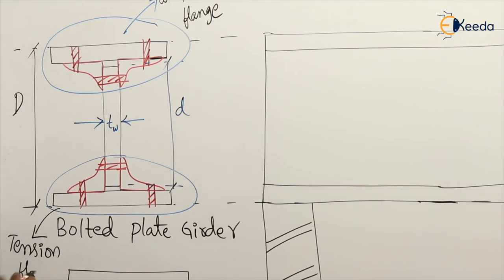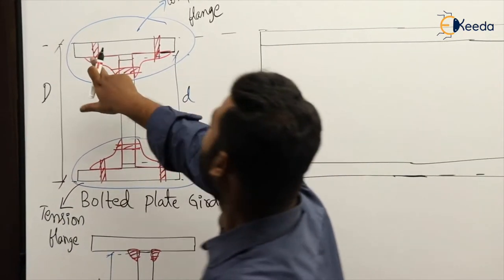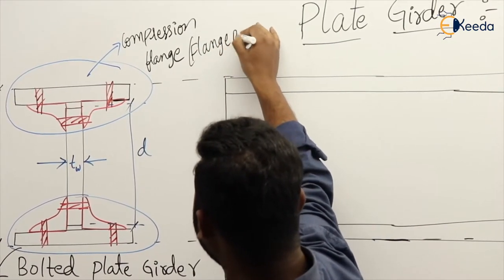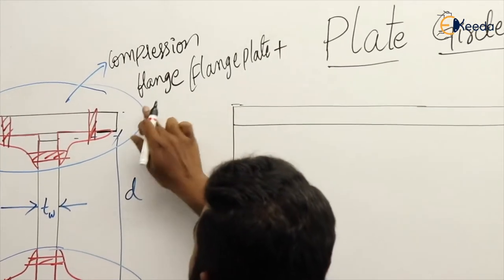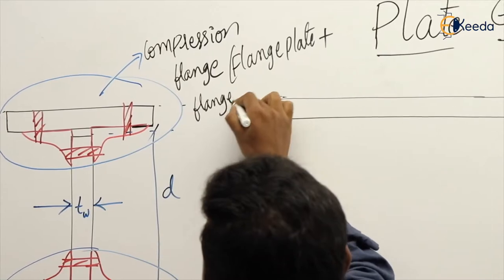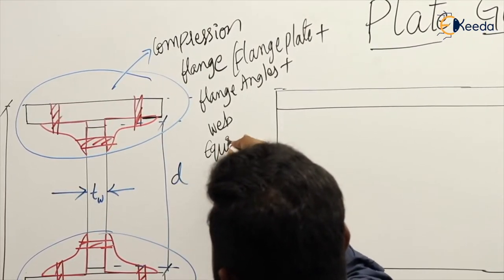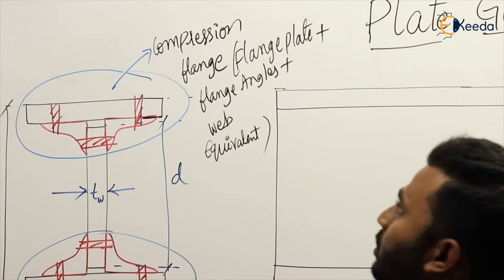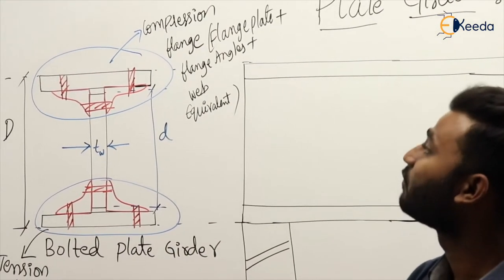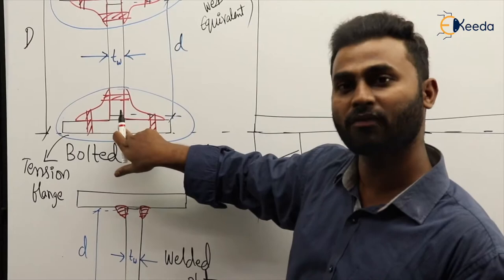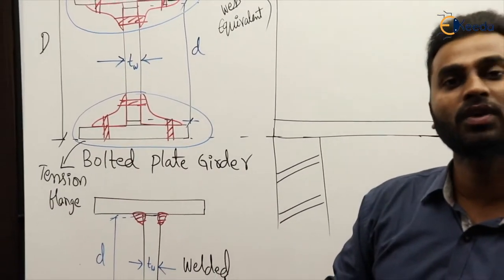Coming to the welded plate girder, the connection is very simplified. Simply this is called the compression flange, this is called the tension flange, and this is simply the web. But coming to the bolted plate girder, the compression flange includes the flange plate plus flange angles plus web equivalent. So the compression flange consists of the flange plate plus these two flange angles and the web equivalent. In the same way, the tension flange consists of the tension plate or flange plate, two angles, and then the web equivalent. So that is what we have in the bolted plate girder.